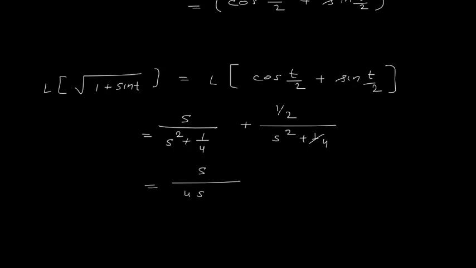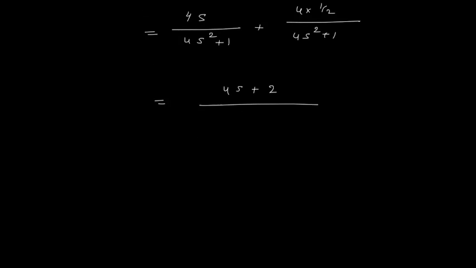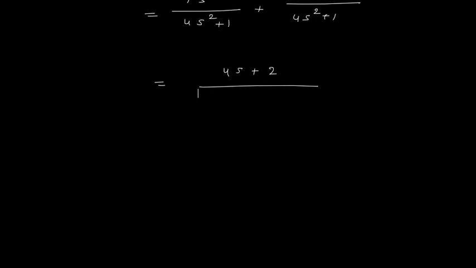4s square plus 1 whole divided by 4, that will go on top, plus here in the same way 4 into 1 by 2 upon 4s square plus 1. So as denominator is same, we will write denominator once, so it is 4s plus 2, 4 into 1 by 2 is 2 upon 4s square plus 1. This is the value of Laplace of root of 1 plus sin t. So therefore now I have to find Laplace of t into root of 1 plus sin t.